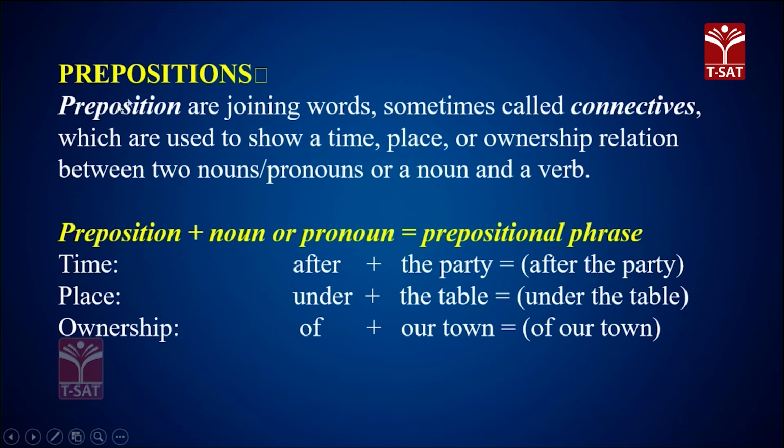Now, look at the word preposition. Pre means before, position means place. So, generally these prepositions are placed before nouns or pronouns. You can see this definition from the word itself. Pre means before, position means place. Placed before nouns or pronouns are called prepositions. These are used to show the time, place, the ownership relation between two nouns or two pronouns or a noun and a verb.